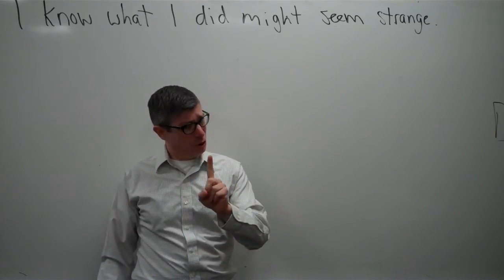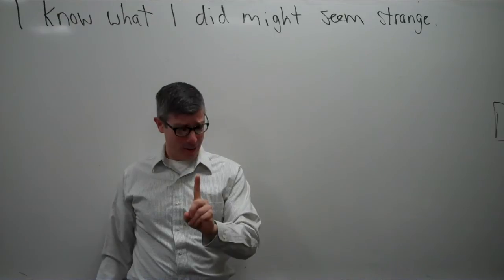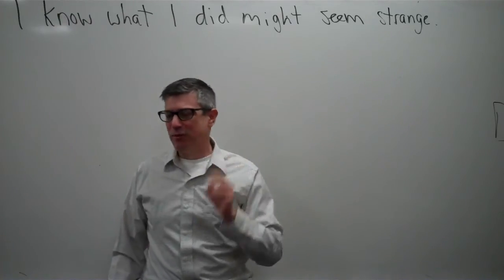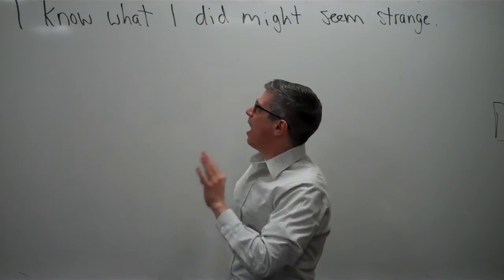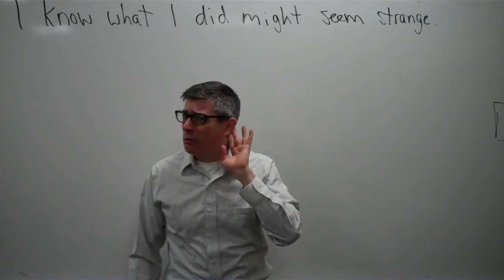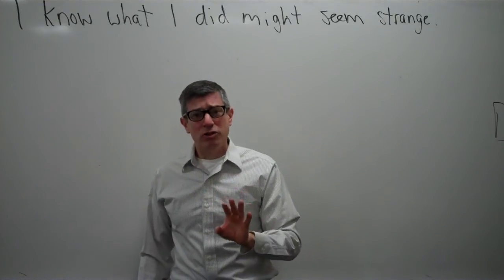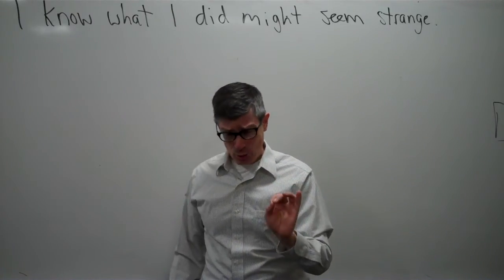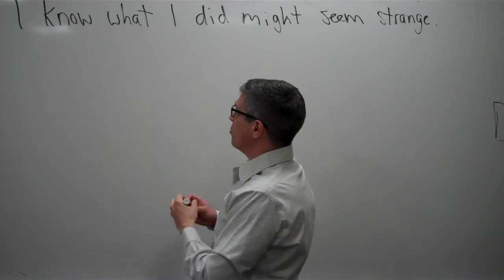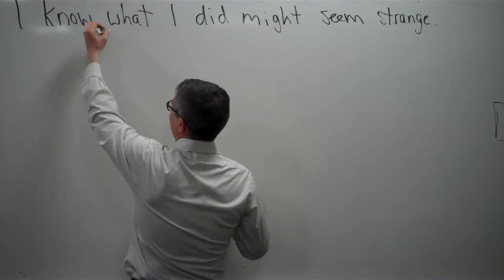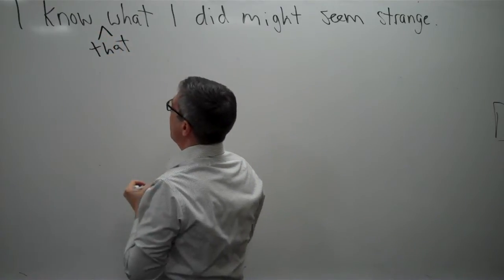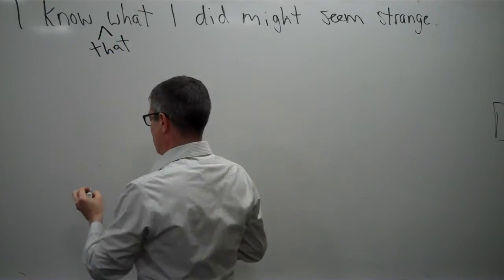Now notice I inserted a "that" there, which is what you would do if you were asked that question. If somebody didn't hear what you said, "I know what I did might seem strange," and they said, what do you know? You would say, that what I did might seem strange. That's what. So we know that there's an invisible "that" here. I know that what I did might seem strange.